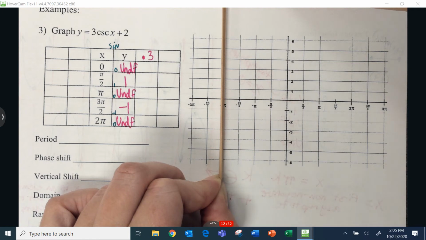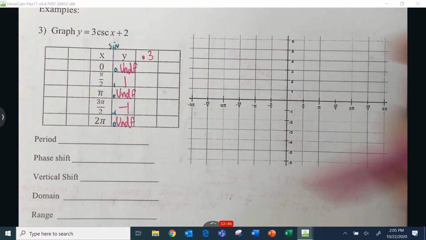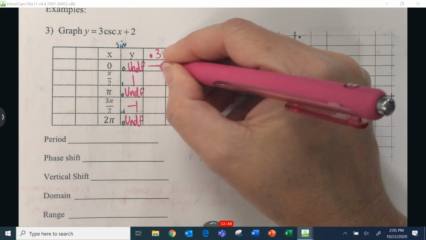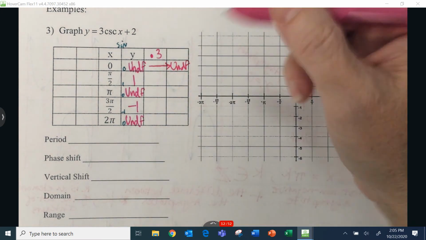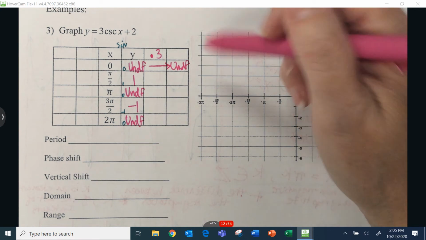What happened to the vertical line when I added 2? Still a vertical line. So when we do y stuff, vertical stuff to the vertical line, nothing changes. So this is going to remain undefined all the way over. Oh, I didn't really say anything. I should probably tell you.